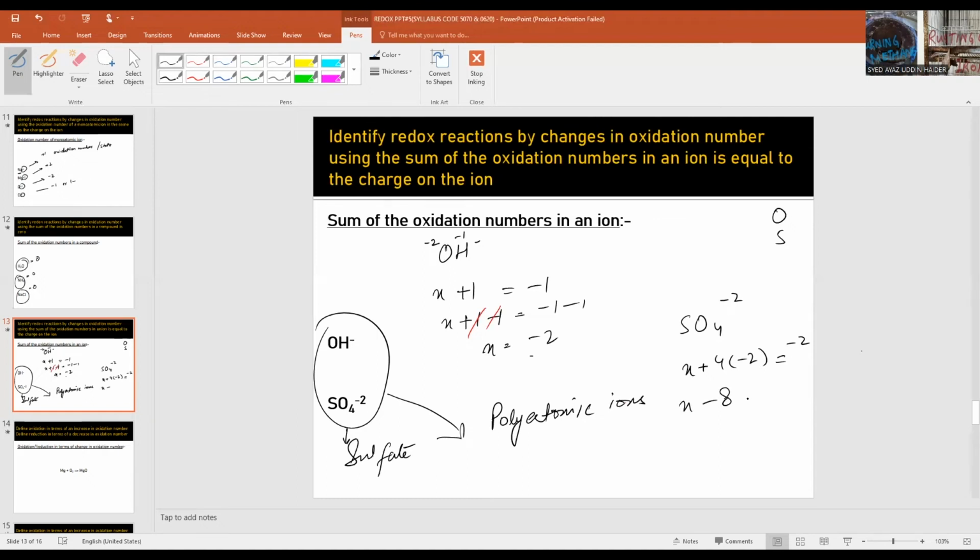X - 8 is equal to -2. X - 8 plus 8 is equal to -2 plus 8. So cancel out these numbers. What you will get? You will get X is equal to plus 6. So the charge on sulfur is plus 6. Here it's carrying plus 6 and oxygen is -2.